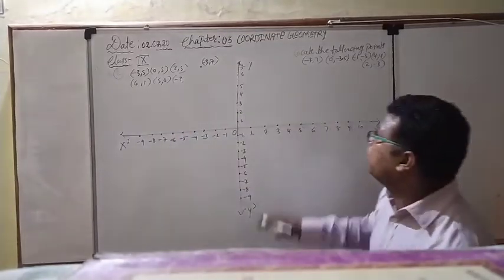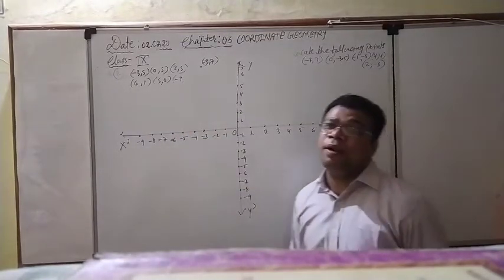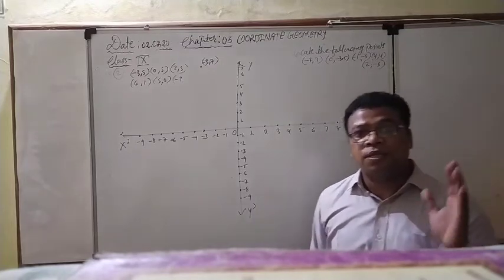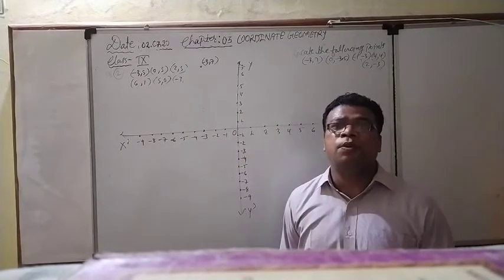What is the location of the second point? 0 and minus 3.5. Again you can see, 0 means the x coordinate is going to be 0.